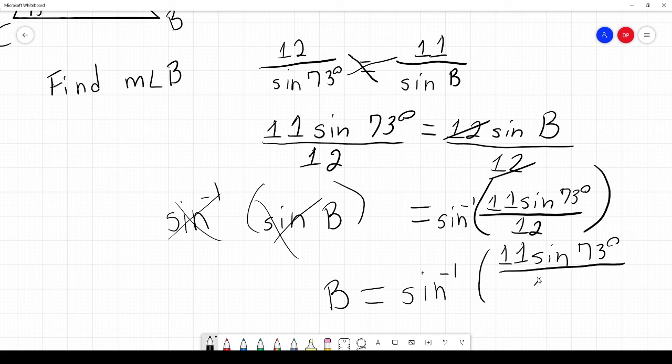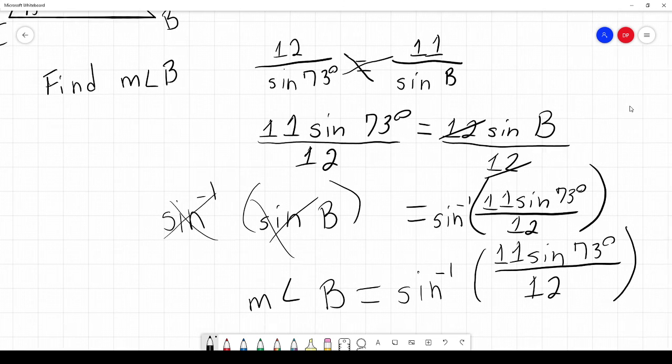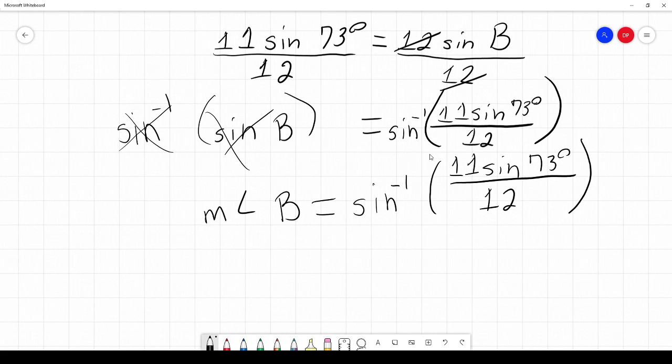You would give B, the measure of angle B, and really I probably should have had this in the whole thing, because this is really a measure of an angle, it's not the angle itself. But it's equal to the inverse sine of this quantity here, which is 11 times the sine of 73 degrees divided by 12. Okay, and so now to get an approximation, we'll have to plug this into our calculator.